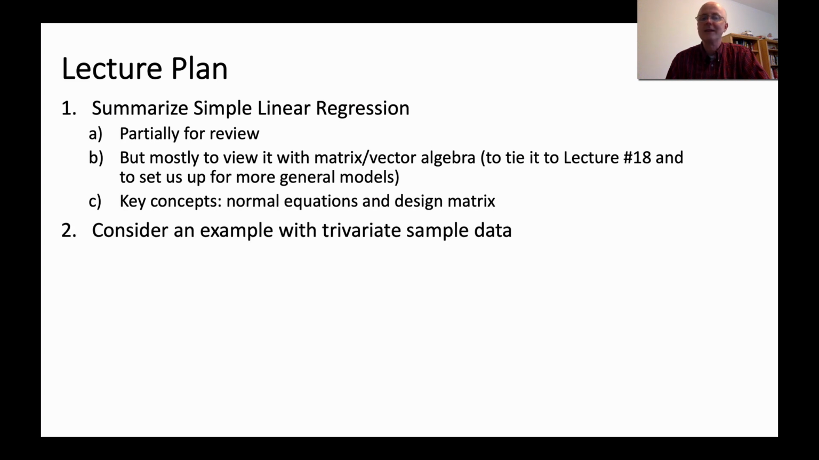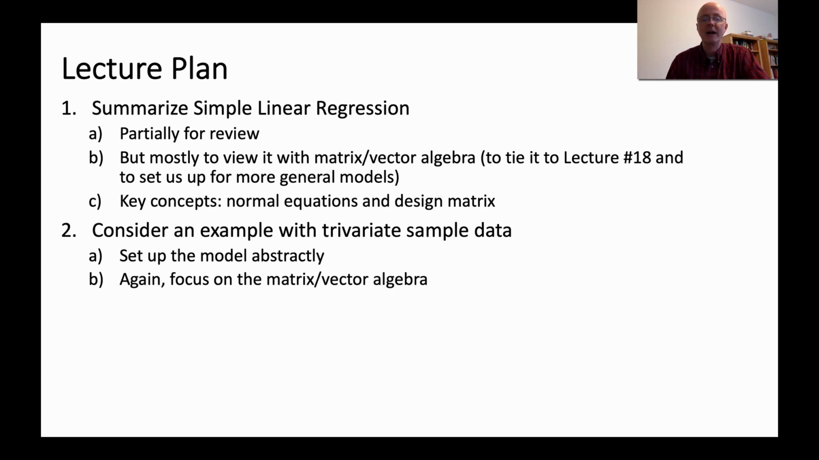Then we're going to move on to consider an example with trivariate sample data, where you've got 3 coordinates for each point, an x1 value, an x2 value, and a y value. Again, x1 and x2 are going to be explanatory variables. Y is going to be the response. We're going to set up the model abstractly, again focusing on the matrix vector algebra. Once again, the key concepts are the normal equations and the design matrix.